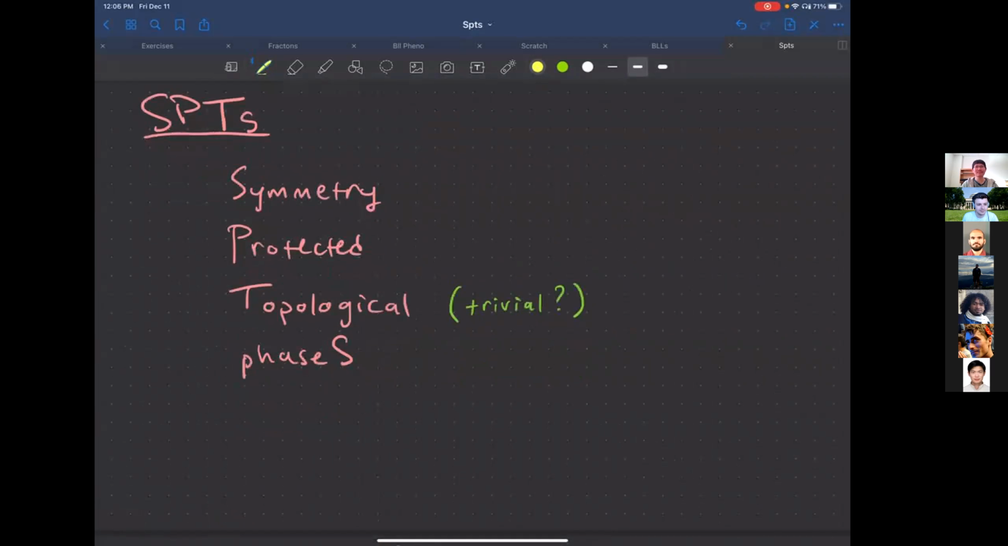have discussions. Yeah. So okay, so SPT, what does the acronym stand for? The acronym stands for Symmetry Protected Topological, and then SPT phase is the phase part.